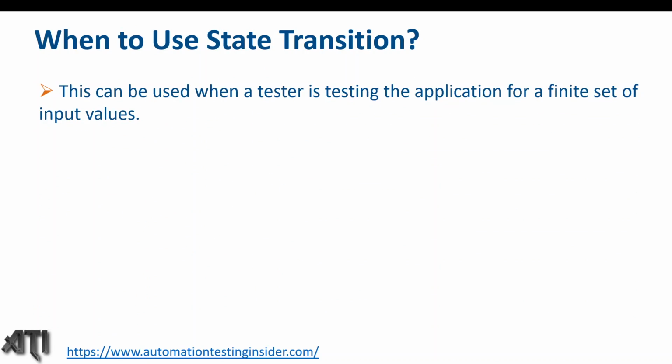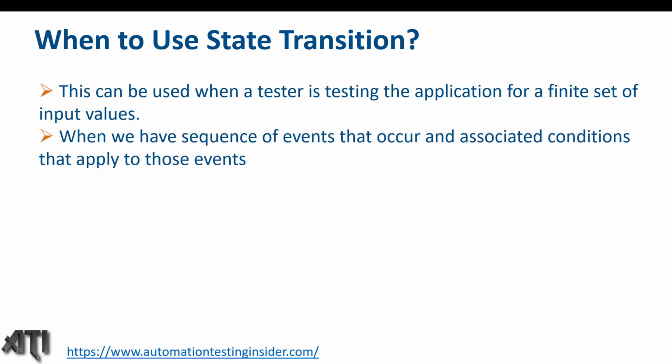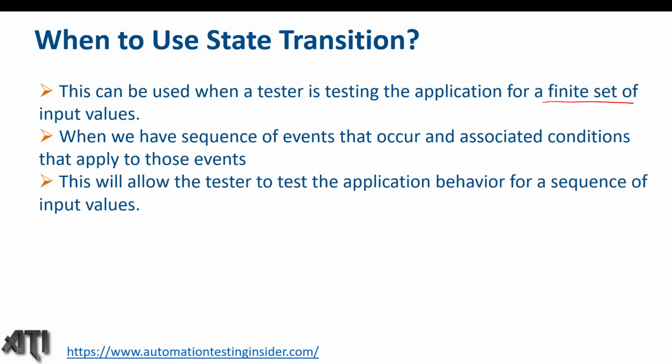So when to use state transition? This can be used when a tester is testing the application for a finite set of input values. This is one of the criteria for state transition: we should have some finite set of input values, when we have a sequence of events that occur and associated conditions that apply to those events. Take the example of the ATM machine. There we have a finite set of input values. We know it will allow 3 times, and the 4th attempt it will block my card, correct? This will allow the tester to test the application behavior for a sequence of input values.